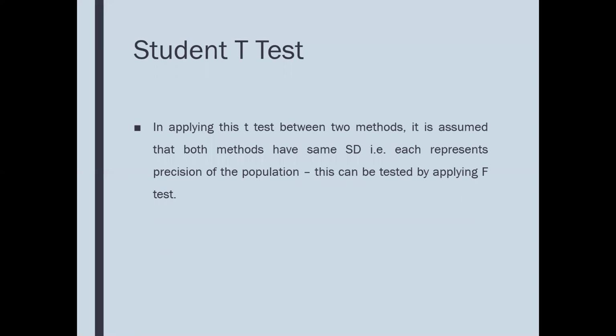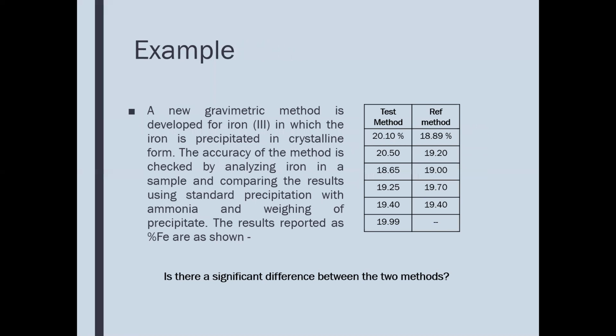In applying this t-test between two methods, it is always assumed that both methods have the same standard deviation, which means each represents the precision of their population. Now, this can be tested by applying the F-test, as we have seen before. So, using the F-test, that is by comparing the variances of the two methods, if we find that there is no significant difference in the two methods, then we can proceed for applying the student t-test. Let's look at this example.